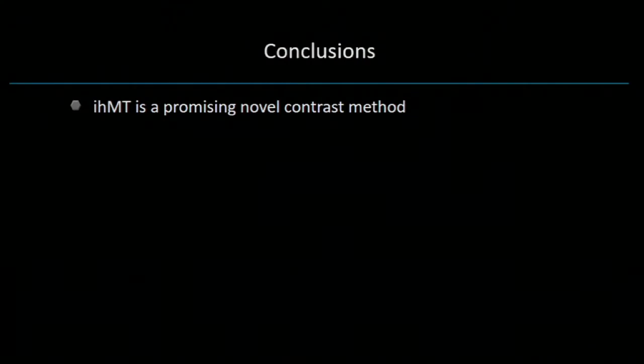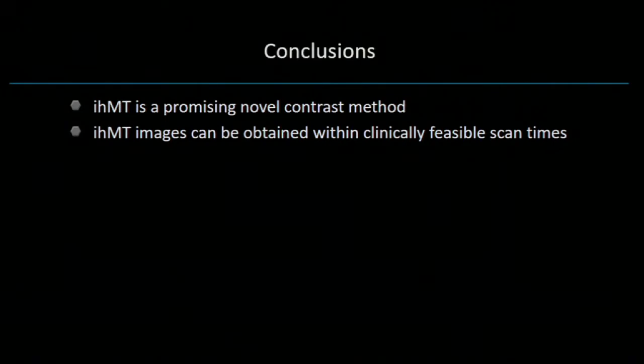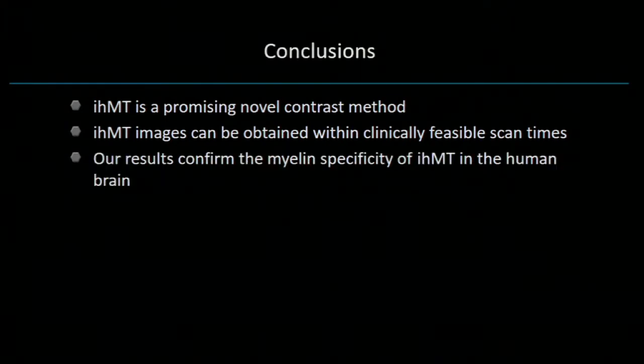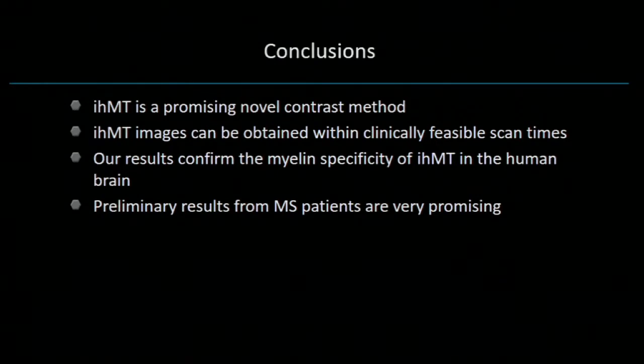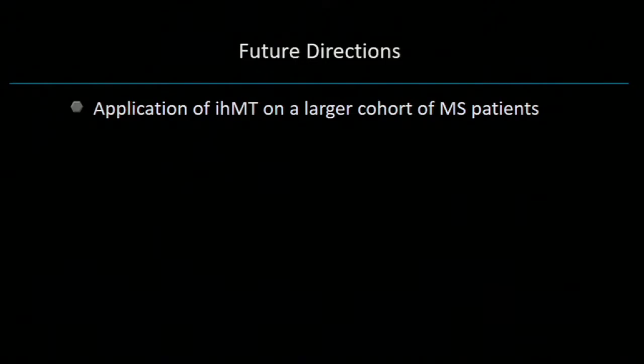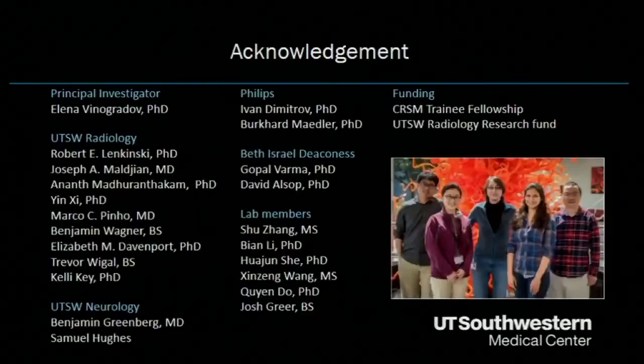So the conclusions from our study is that ihMT is a very promising novel contrast method, and the images can be obtained within clinically feasible scan times, and our results confirm the myelin specificity of the ihMT in the human brain. And the preliminary results that we obtained from MS are very promising. The future directions will include applying ihMT on a larger cohort of MS patients, as well as spinal cord applications. And I would like to thank all my collaborators and co-workers for their support in this study.